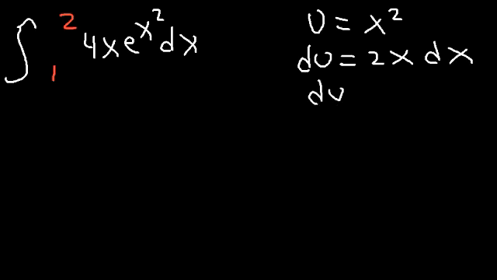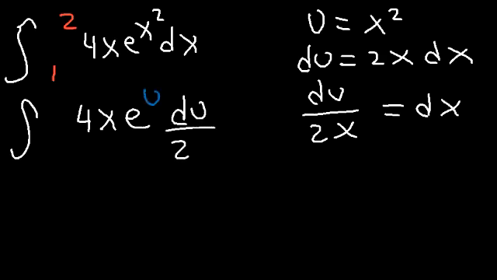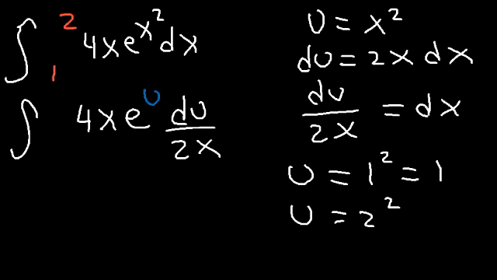Now let's solve for dx. dx is du divided by 2x. So then this is going to be 4x e. Let's replace x squared with u. So this is e to the u. And dx is du divided by 2x. Now we need to change the values. When x is 1, u is 1. U is equal to x squared, or 1 squared, which is 1. And when x is 2, u is equal to 4. So our new values are 1 and 4.